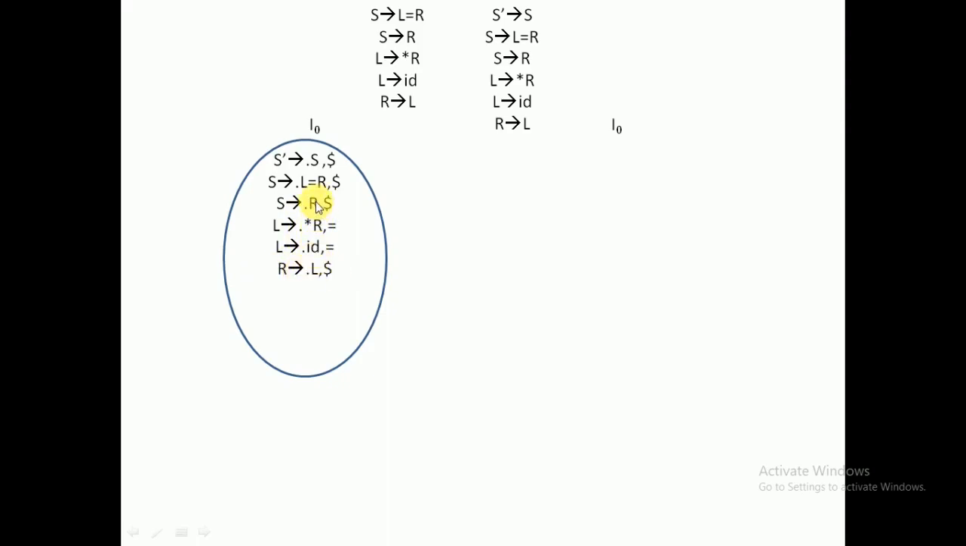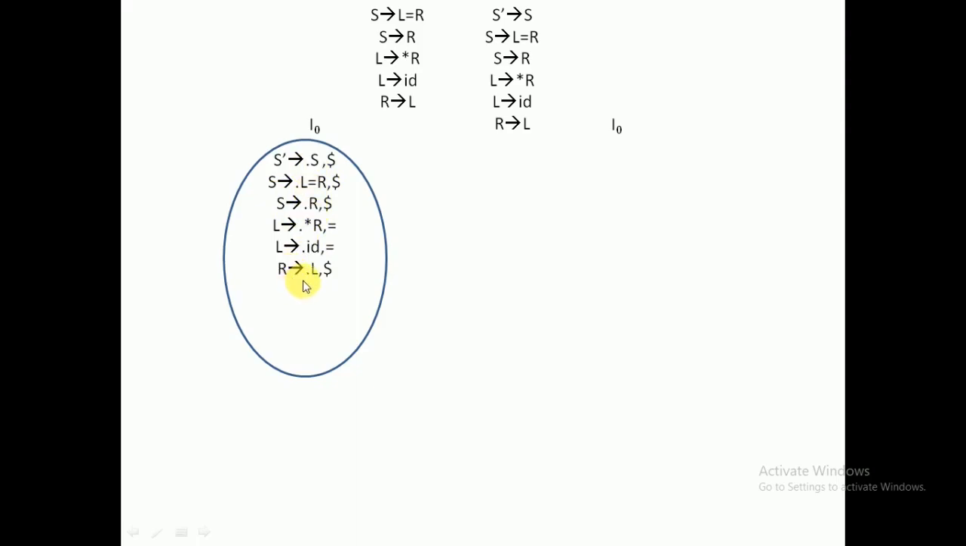But after this R the lookahead becomes dollar. After this R, what are you getting? Dollar, so you have to directly write dollar here. If any other character is there, then you have to take that character as the lookahead. But here, right after the R, you are getting dollar only, so you have to write the dollar here.